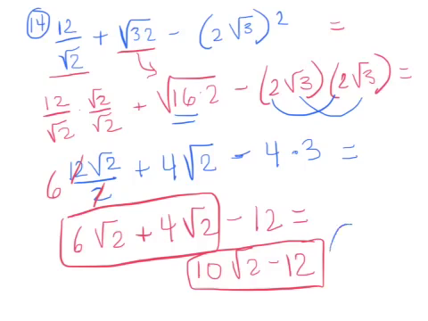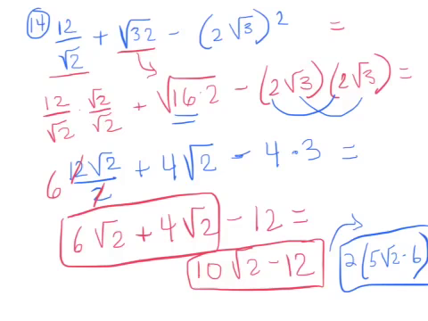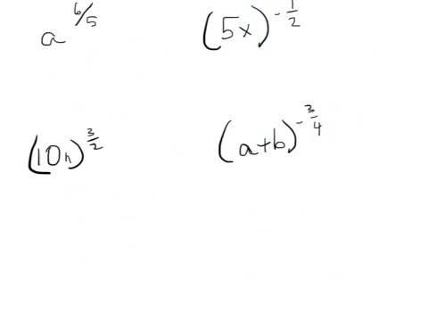If you wanted to factor out a 2, you can do that, and then your answer would be 2 times 5 radical 2 minus 6. Either answer is correct. So for number 15, we've got some expressions with rational exponents, and we need to express them in radical form. Remember that the denominator is the root, the nth root, and the numerator is the power. So a to the 6/5 is really the same thing as the 5th root of a to the 6th.